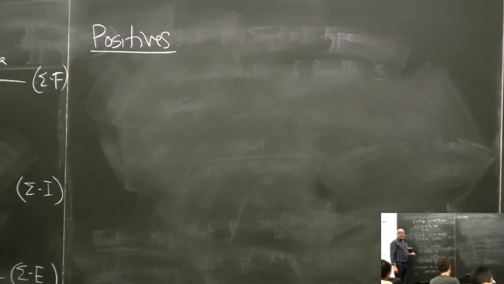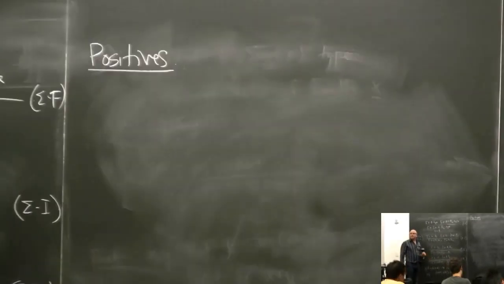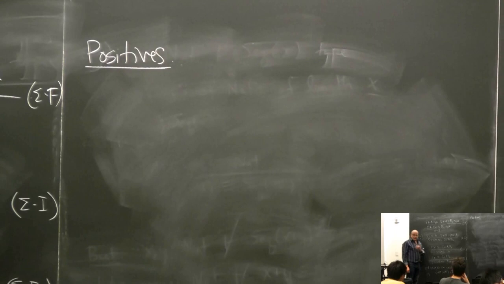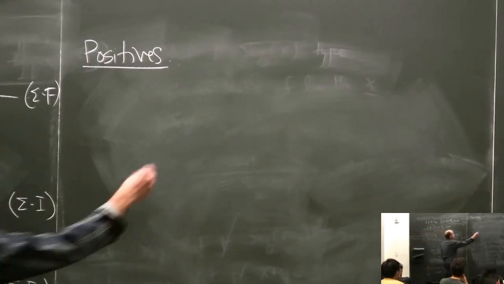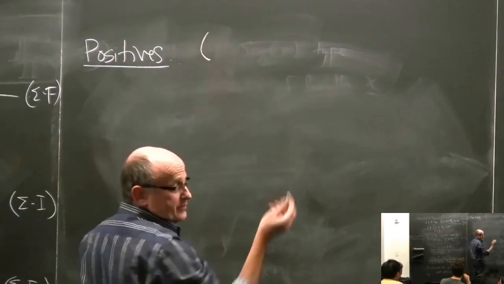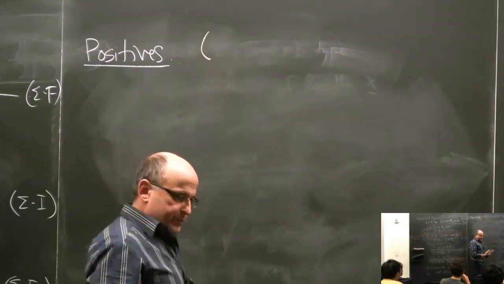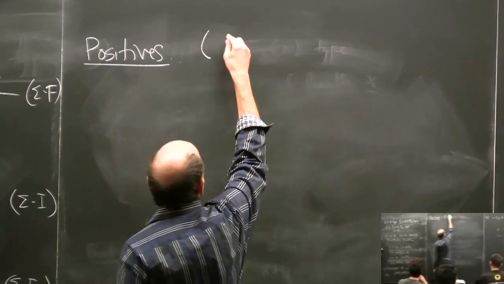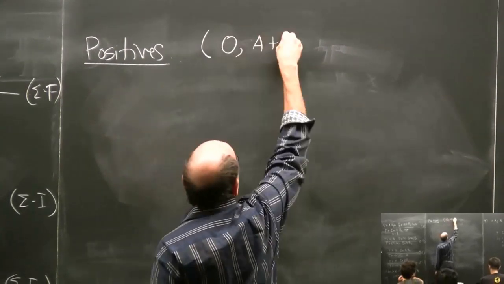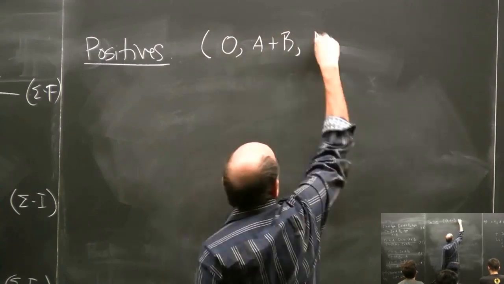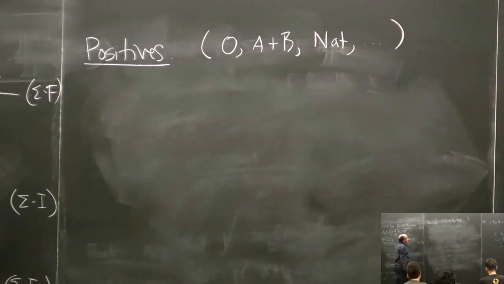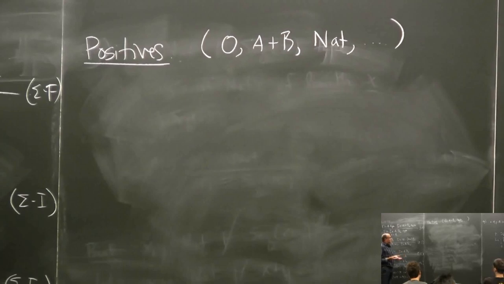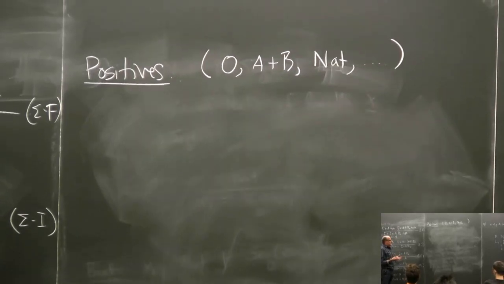Okay. All right. So now the positives. So I want to review the situation with the positives. So this is the interesting thing here. Remember, so far what we've had amongst the positives is 0 and A plus B, I'll start with those, and nat will be a positive as well, and eventually there will be others. And there is not going to be here a dependent form of the sum, and there's not going to be a dependent form of nat, so to speak.